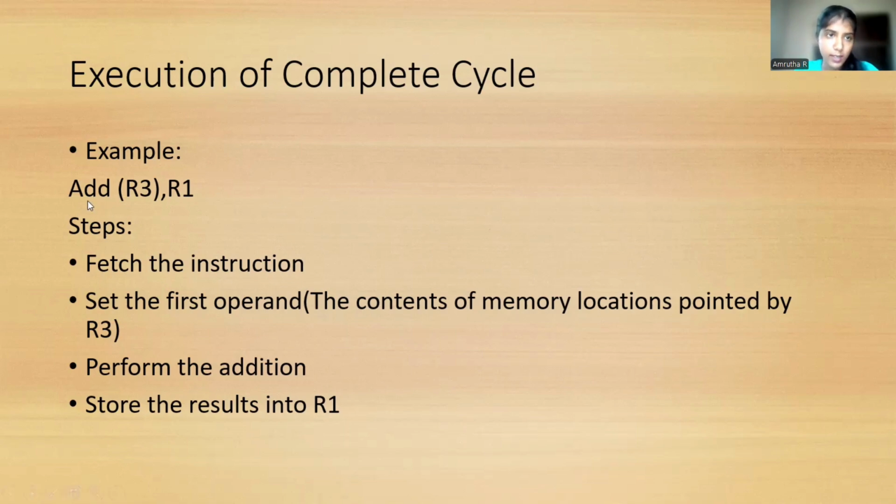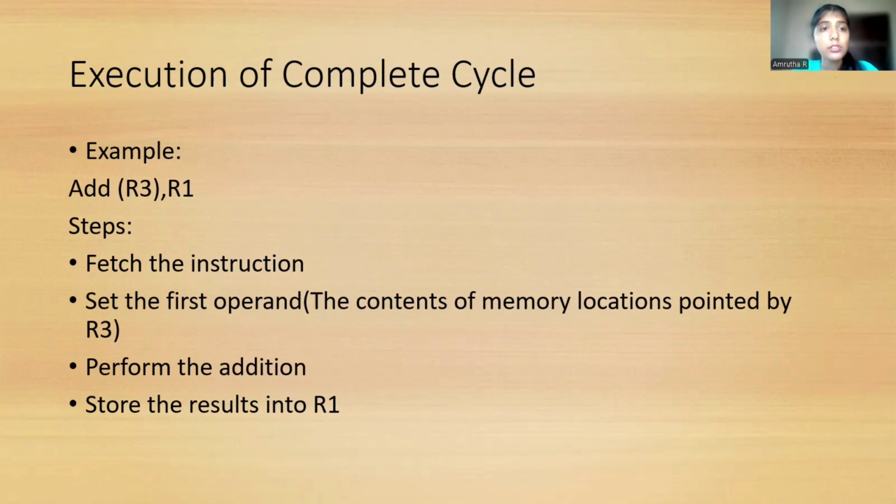We'll consider an example, add (R3), R1. Now these brackets for R3 are important because they are telling that R3 is in indirect addressing. It means R1 is having some value, but R3 is storing some address, and at that address we have the value which we need.